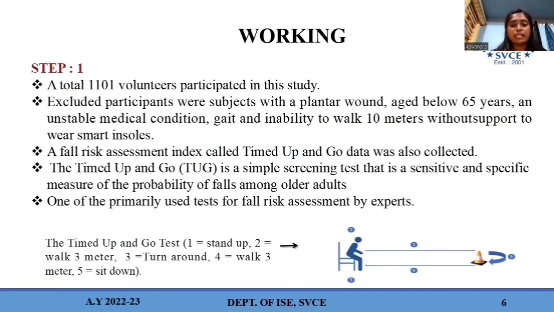A fall risk assessment index called timed up and go data was also collected. The timed up and go, also called TUG, is a simple screening test that is a sensitive and specific measure of the probability of falls among older adults. It is one of the primarily used tests for fall risk assessment by experts. The below is a diagram where the TUG has been conducted. Number 1 stands for stand up, number 2 is walk 3 meters, number 3 is the turnaround, 4 is walk 3 meters, and 5 is sit down. This is the general information.